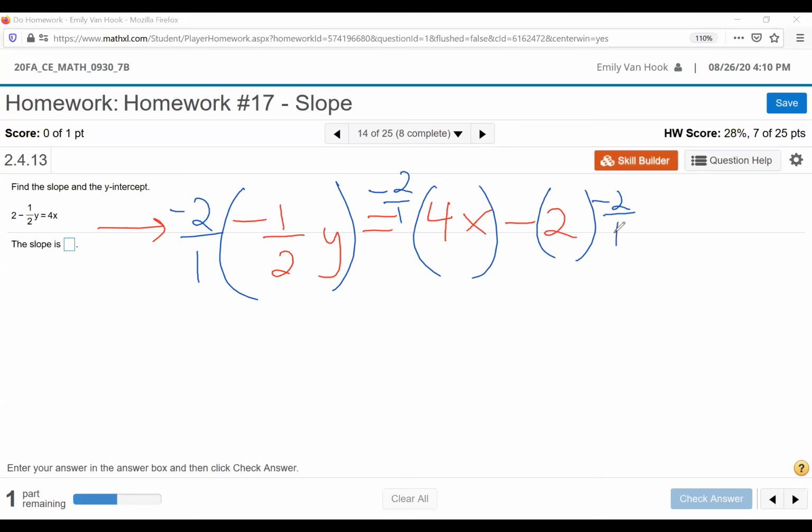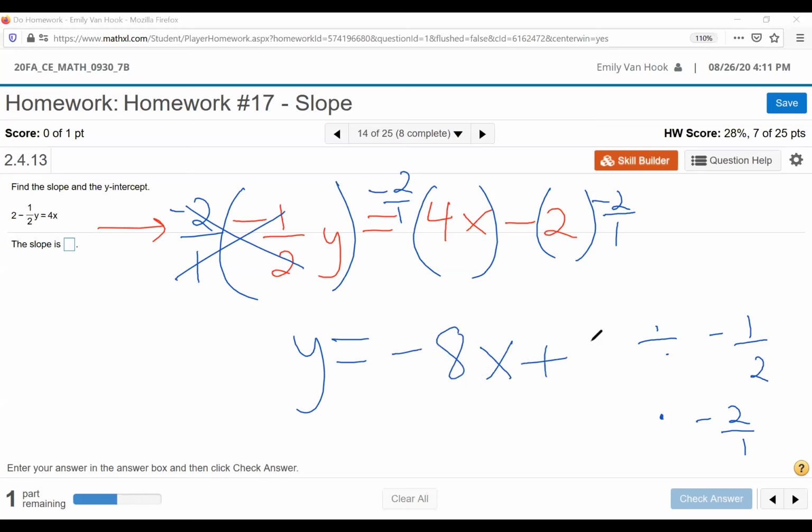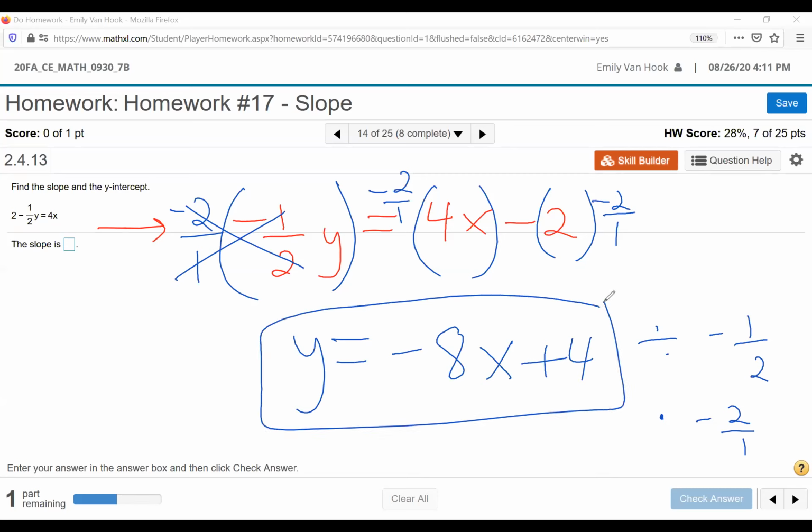Okay, so in other words, remember keep, change, flip, right? So to divide by negative 1/2, that's the same thing as multiplying by negative 2 over 1. And by the way, negative 2 over 1 is just negative 2. So it's all going to work out pretty nicely here. All right, so to get y by itself, that's what we did. Negative 2 over 1 times negative 1 over 2 just cancels. Negative 2 times 4x is now negative 8x. Negative 2 times negative 2 is now positive 4. So y equals negative 8x plus 4. So the slope would be negative 8. The y-intercept would be (0, 4).